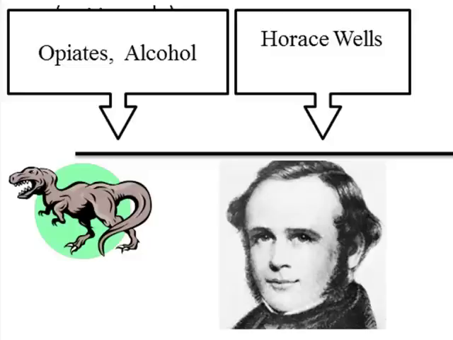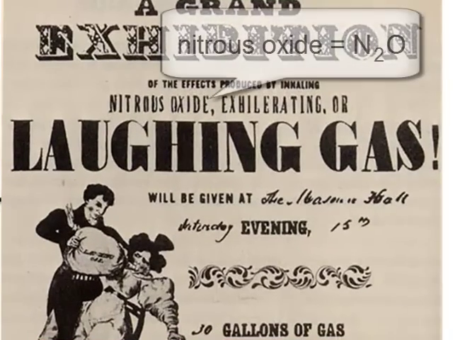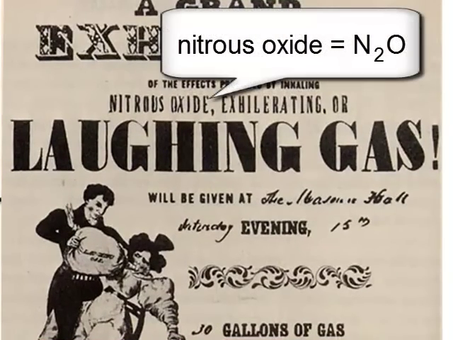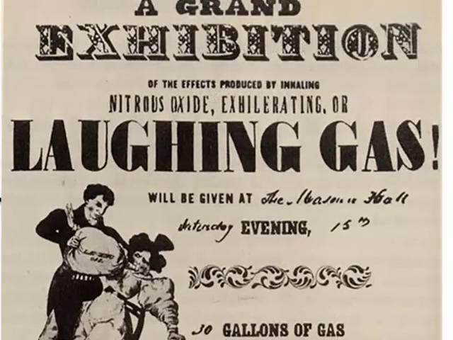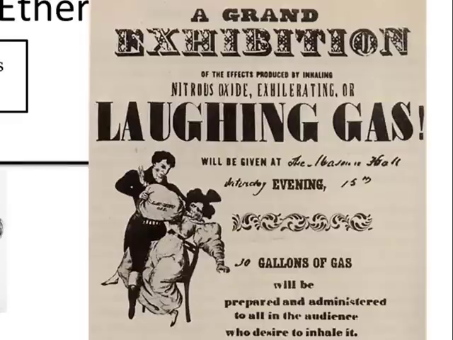Then, in the early 1840s, Horace Wells was out for an evening of entertainment. And he did what was very fashionable to do back then, which is to attend a demonstration of laughing gas. Laughing gas is nitrous oxide, and one of the very coolest things that you could do for some entertainment was go to a place where you were allowed to inhale it, or just watch other people inhale it. So if you look, this is a classic example of an advertisement. Nitrous oxide, or exhilarating laughing gas, 30 gallons of gas will be prepared and administered to all in the audience who desire to inhale it.